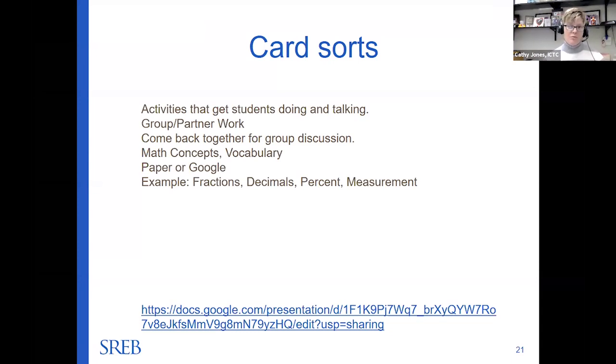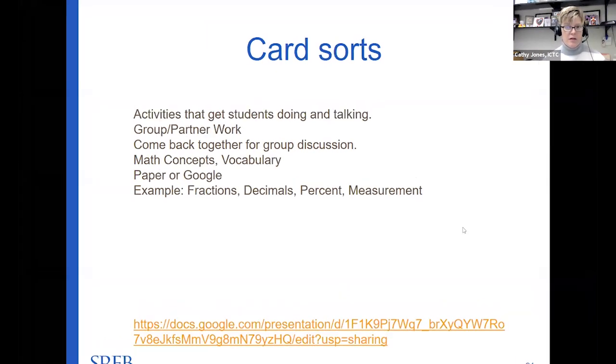But in today's world, we are trying to do everything on Google. So I'm going to try to present this link. We'll see. This is a Google slide that I've made, and I've opened the sharing so that you can go in and make a copy of it for yourself and then edit it as well.